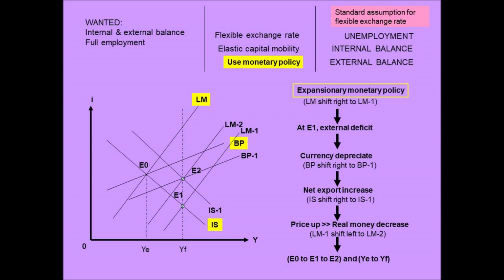Currency depreciation and net export increase will also affect your price level. These two will cause your price level to move up. So when price increases, real money decreases. Real money decrease means LM shifts left to LM2. So from here you notice LM shifts right to LM1 because of the expansionary monetary policy. Then from LM1, LM shifts left to LM2 because of the real money decrease. So at the end you have E2 here, where IS, LM and BP cross together.